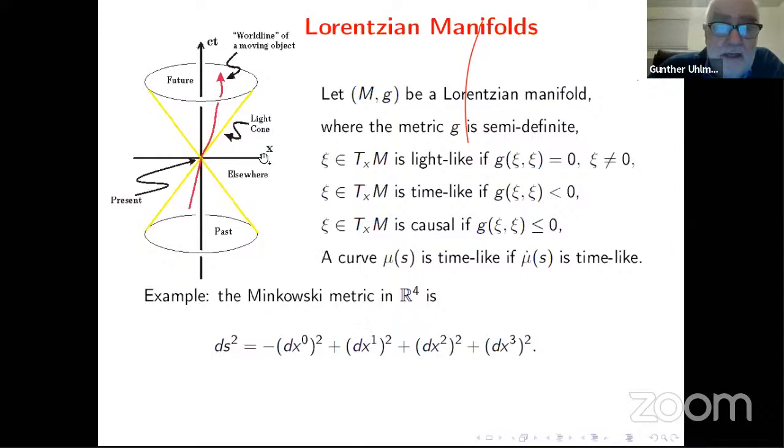So the definition is a vector is light-like if the metric vanishes there. So this is the light cone. And remember, signals of light propagate along the light cone. It's time-like if g is negative. This is the region inside the solid cone. And it's causal if you consider both, inside the solid cone and the boundary, which is the light cone. And we have the future and the past. And we are traveling here on our world line, which is the line of an object, a time-like geodesic. So a curve is time-like if its tangent vector is time-like. These are the standard definitions in Lorentzian geometry.